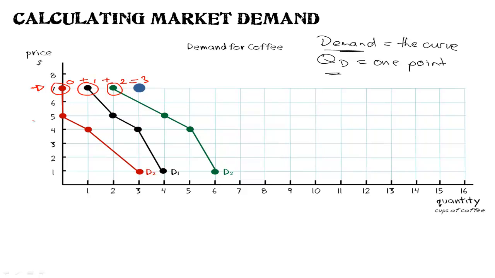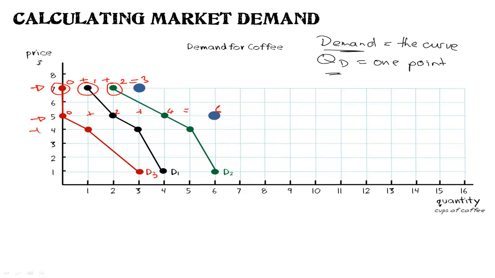Okay, so then let's look at $5. Again, person number 3 buys 0, so again 0 there. I would buy 2. Person number 2 buys 4. So 0 plus 2 plus 4 equals 6. And then we just click here. Bang. There's our quantity demanded, market demand.